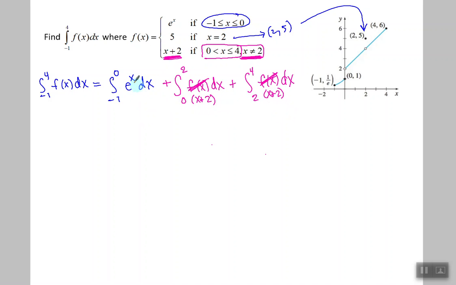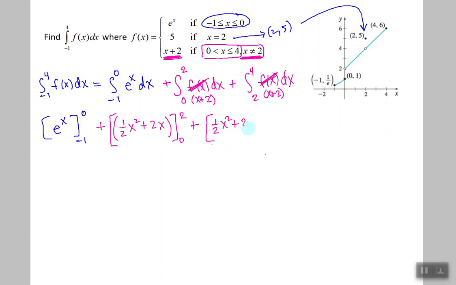Let's go ahead and take the antiderivative using our fundamental theorem of calculus. The antiderivative of e to the x is e to the x. That's an easy one. Put my brackets because I remember I still will have to evaluate the antiderivative at those limits, plus the antiderivative of x plus 2, 1/2 x squared plus 2x, and that's from 0 to 2, plus, and then again, because it's the same function, 1/2 x squared plus 2x, but this time from 2 to 4. Let's go ahead and plug in our values.